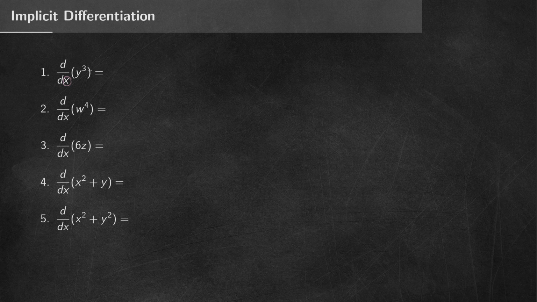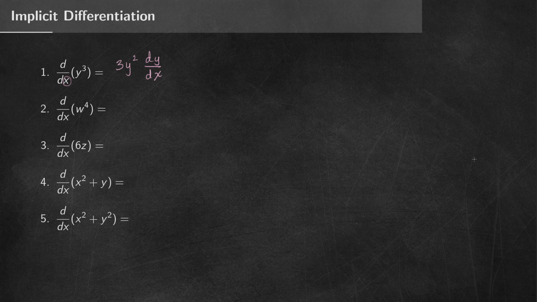We're going to first take the derivative of y cubed with respect to y. So the derivative of y cubed is 3y squared with respect to y. But we want our derivative to be with respect to x. So now we're going to multiply that by dy over dx.